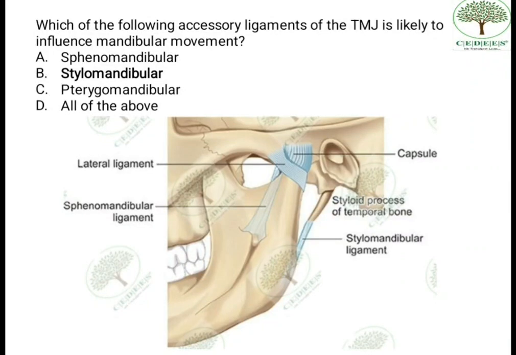Hello everyone. So let's start with the first doubt that was asked. Which of the following accessory ligaments of the TMJ is likely to influence mandibular movement?